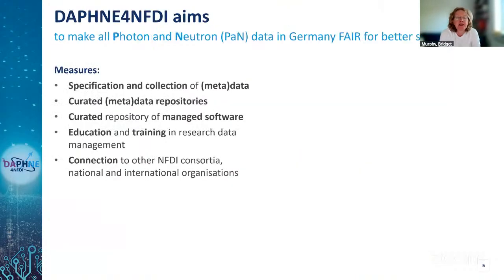So let's be now a little bit more specific about DAPHNE4NFDI. DAPHNE4NFDI aims to make all photon and neutron data in Germany FAIR. And why do we want to do this? We want to do it because we want to enable better science. And for us, the focus or the measures that we have is the specification, so setting standards and the collection of metadata, providing curated metadata and data repositories, and providing also a curated repository of managed software.